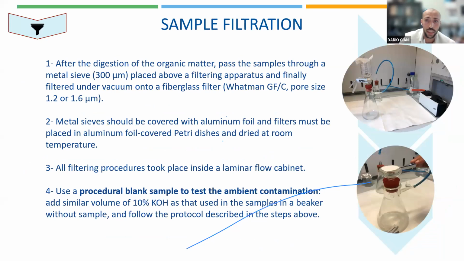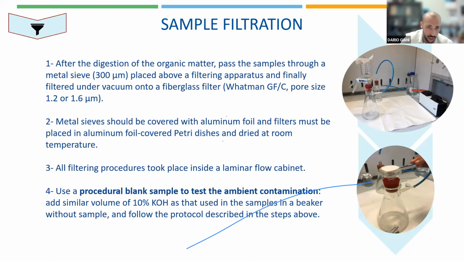And so we move to the sample filtration. We have our sample, and we pass the sample through a metal sieve of 300 micron above a filtering apparatus. And finally, with a vacuum pump and a fiberglass filter of either 1.2 or 1.6 micron of porosity. The metal sieve should be covered with aluminum foil, and the filter must be placed in an aluminum foil covered petri dish and dried at room temperature. All filtering procedures took place inside a laminar flow cabinet.